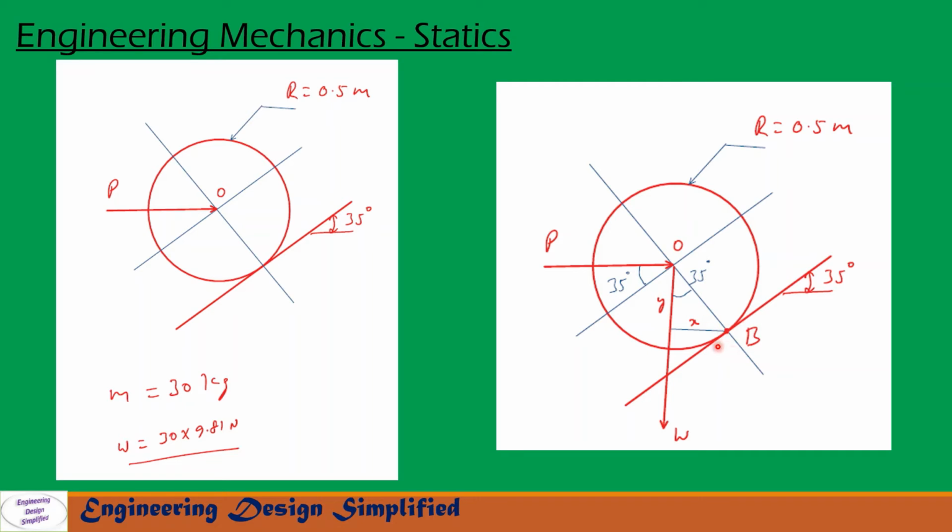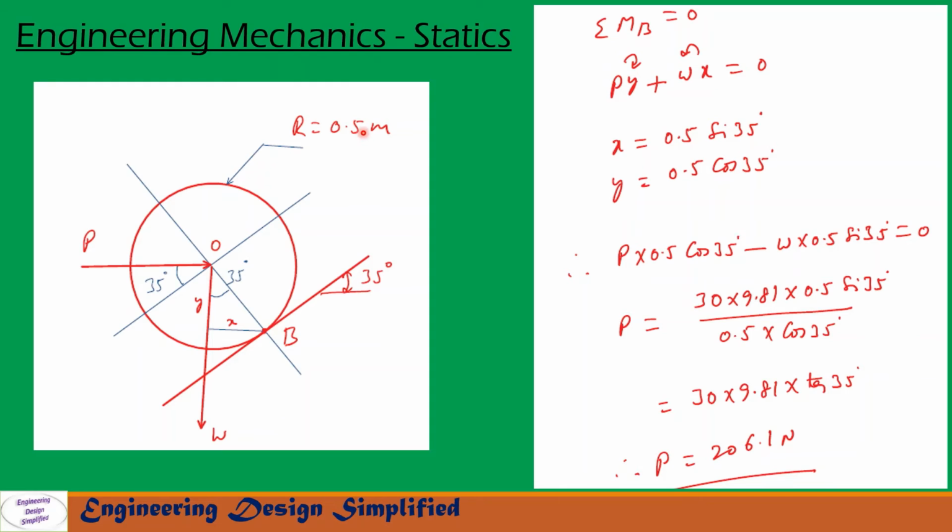Since it is a rough inclined plane, there will be a frictional force acting in this direction, and there will be a normal force. We are not drawing them here in the free body diagram since our interest is to calculate only P. So we can calculate that very simply. Let us see in the coming slide how to calculate that.